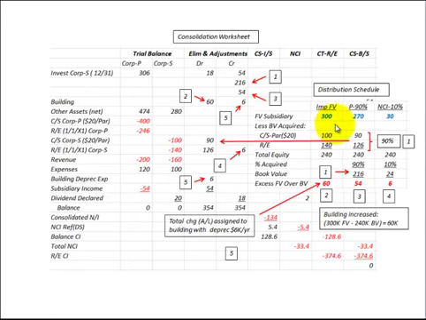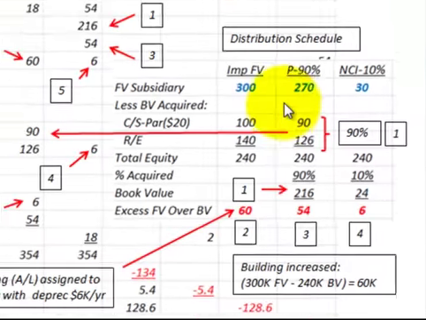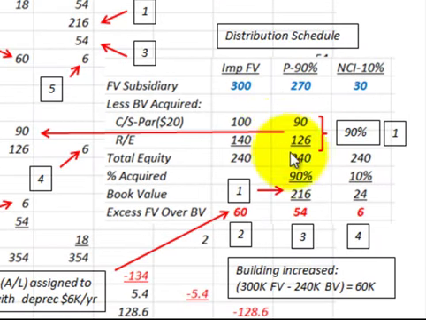Alright, to make our elimination and our adjustment entries, the first thing we have to do is eliminate 90% of the sub's equity against the investment account. So looking at the parent's equity in the sub, 90% of the common stock of 100,000 gives us 90,000, and then the retained earnings 140,000, 90% of that gives us $126,000.